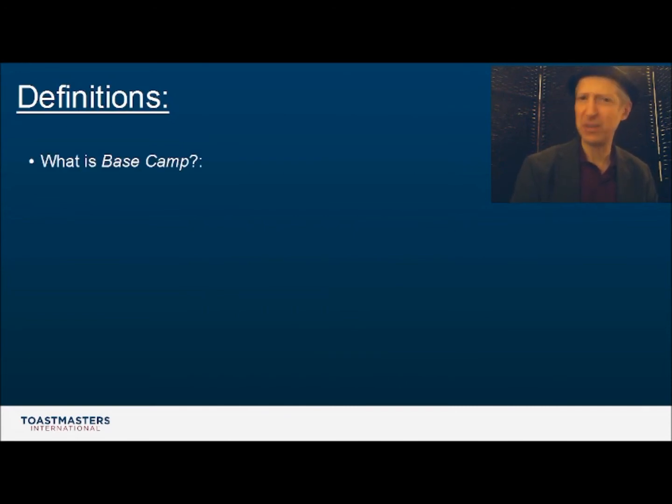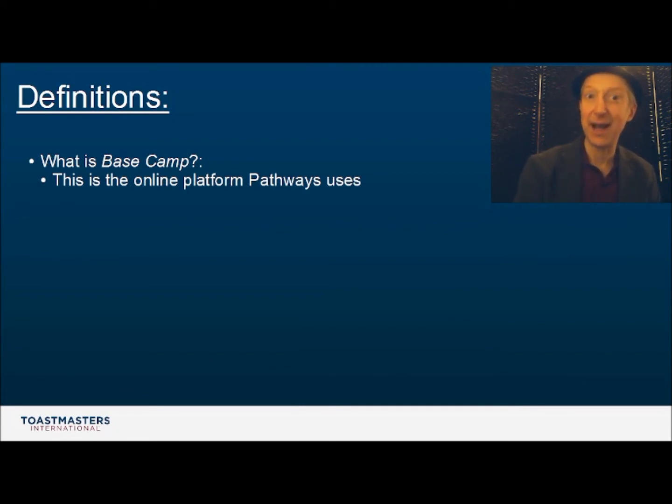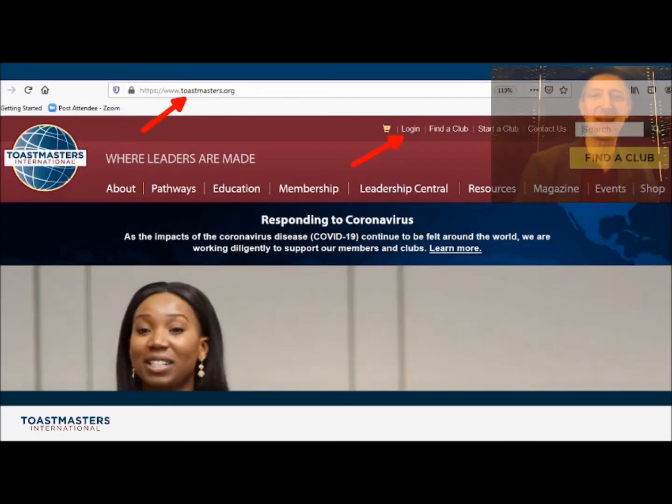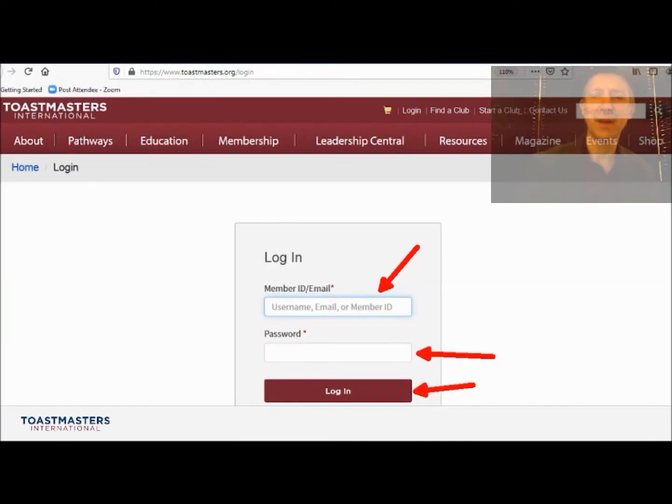Next definition, what is Basecamp? As we mentioned, it's the online platform that Pathways uses. I'm going to show you what that looks like and how to get to Basecamp. What you need to do is go to Toastmasters.org, as indicated at the top, and then click on Login, shown by the other arrow. Once you do that, you will see this option to type in your member ID or email, then your password just below that, and then click Login.